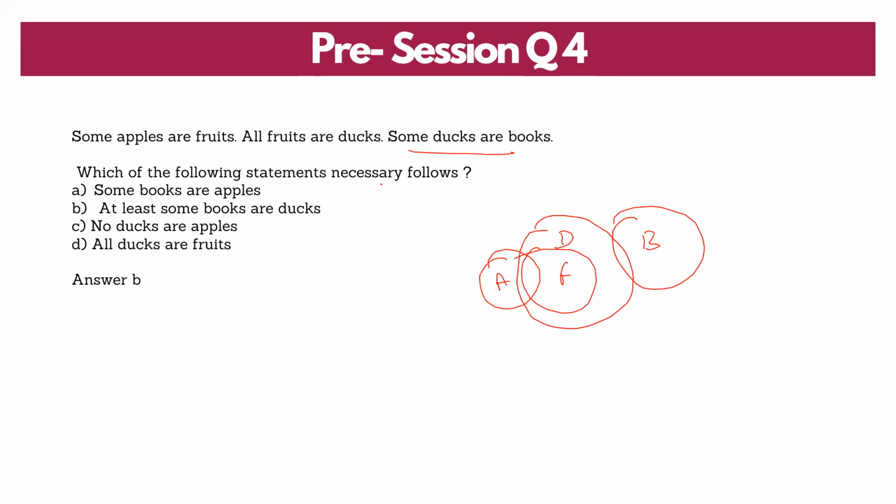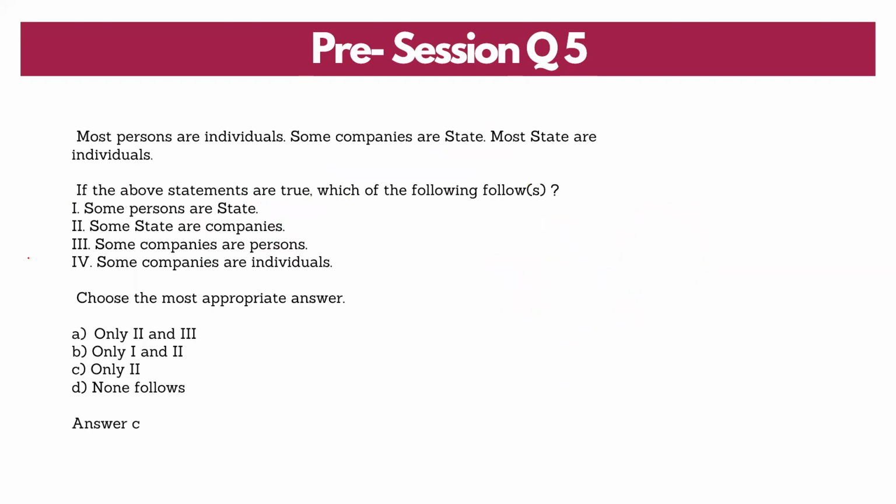Which of the following statements necessarily follows? Some books are apples. Doesn't follow. At least some books are ducks. Yeah, that is true. This part will always be there. So this is true, because it was anyway given that some ducks are books. So this is an automatic conclusion. That's why the answer is B.